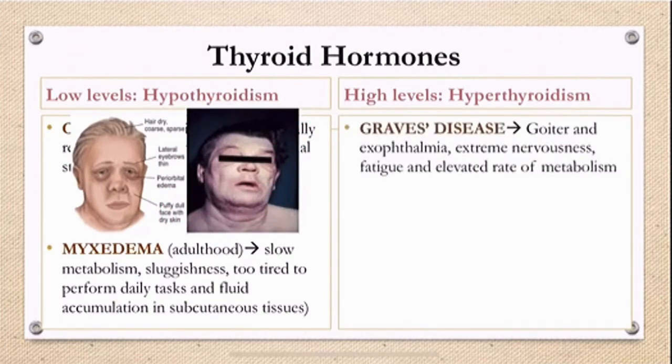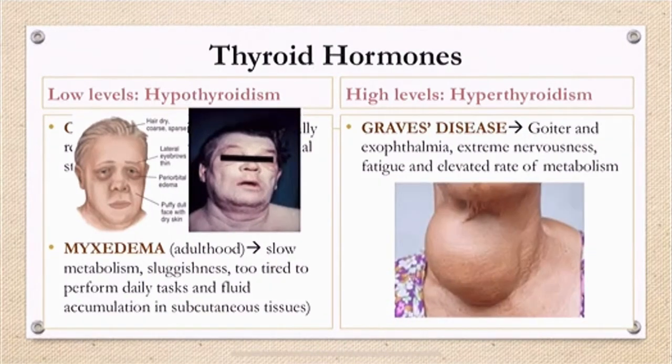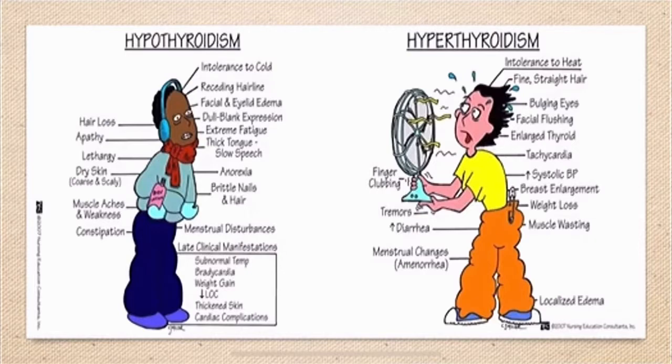Too much secretion of thyroid hormones causes hyperthyroidism. This results in extreme nervousness, fatigue, and an elevated rate of body metabolism. Graves' disease is a type of hyperthyroidism caused by overproduction of thyroid hormone. It is associated with an enlarged thyroid gland, or the goiter, or the bulging of the eyeballs known as exophthalmos. This would be the differences in the signs and symptoms of patients with hypothyroidism and hyperthyroidism.